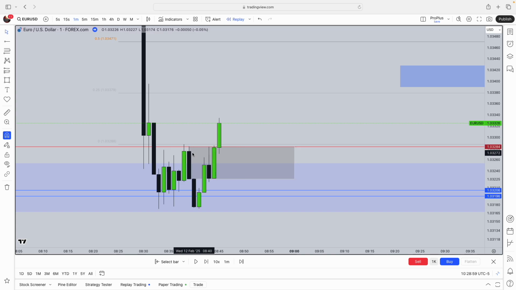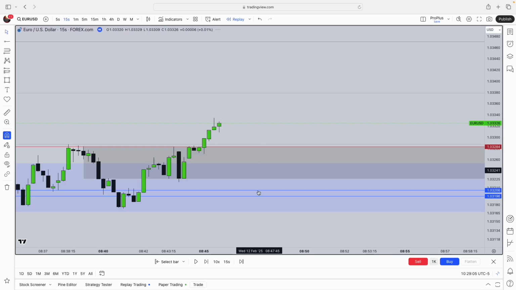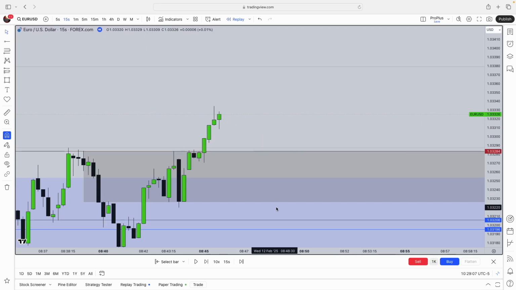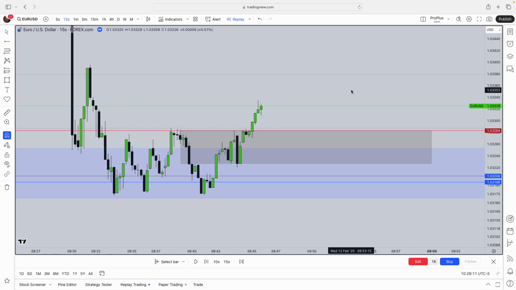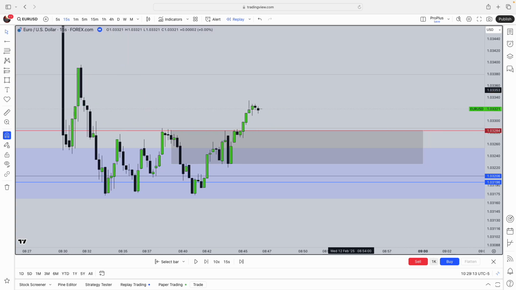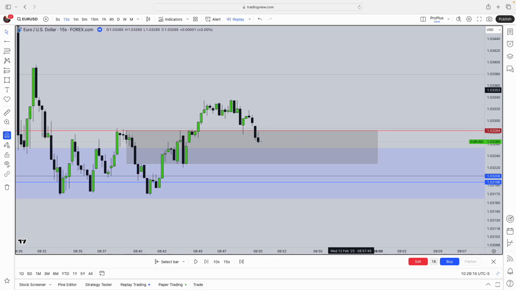I'm just going to mark this one out for now to keep it neater for you guys. So now I'm waiting for price to just come back into this and have a breaker and a fair value gap. That's my entry, but you guys can probably get into another entry. So waiting for a breaker to happen.